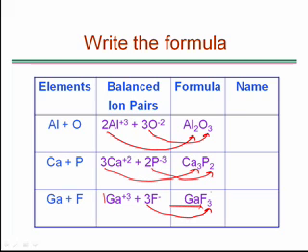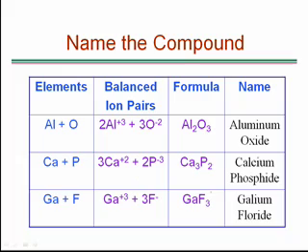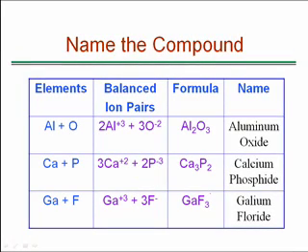So how do we name these? Remember, cation, straight from the periodic table. Anion we change to "-ide". So, aluminum oxide, calcium phosphide, gallium fluoride.